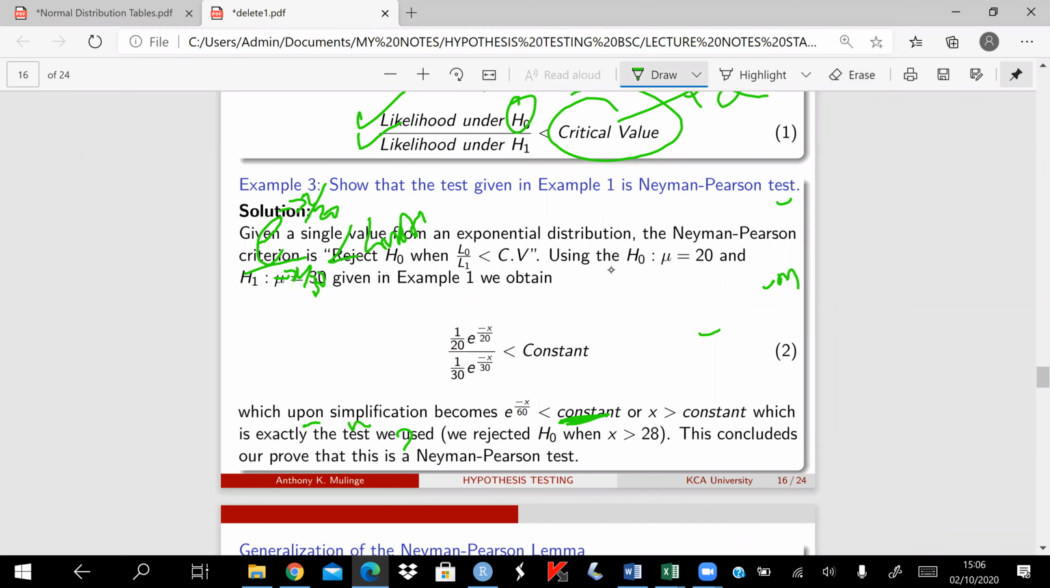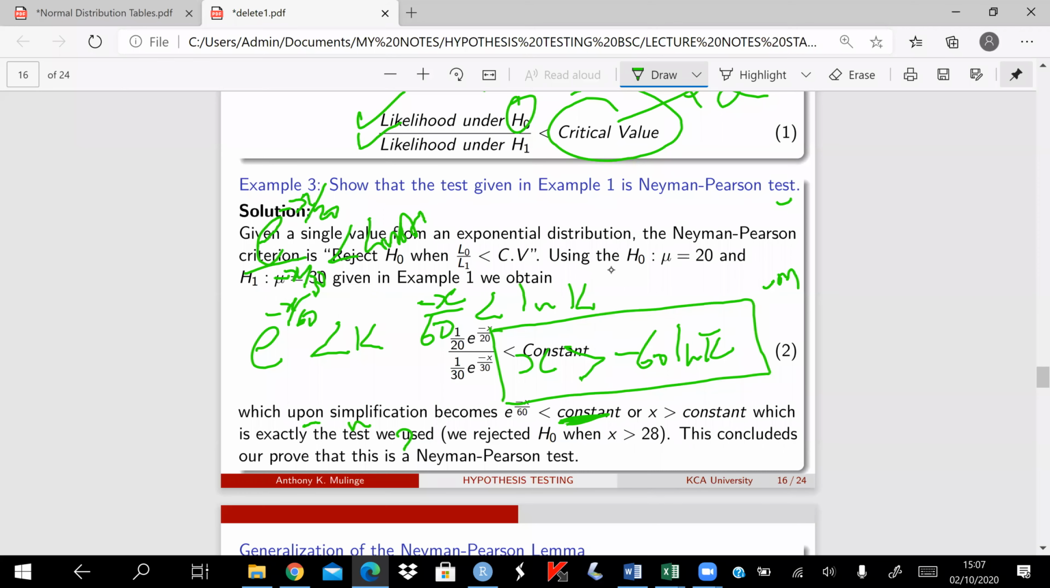So we are saying that on the left-hand side, you will be left with e raised to power minus x over 60 is less than some constant. So if you introduce natural logarithms both sides, you'll be left with minus x over 60 is less than ln of k. You can make x the subject of the formula by multiplying both sides by minus 60. So that means that x now becomes greater than minus 60 ln of k. Where you can just say this is the same as x is bigger than some constant if you don't care so much about the value here. So x is bigger than some constant.